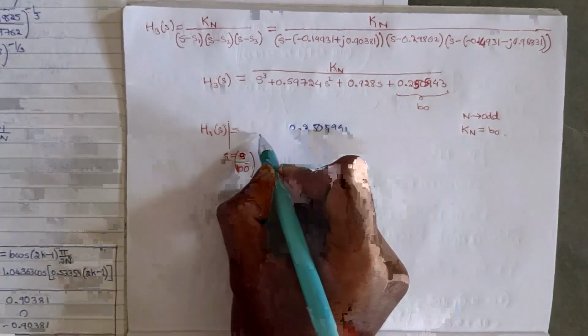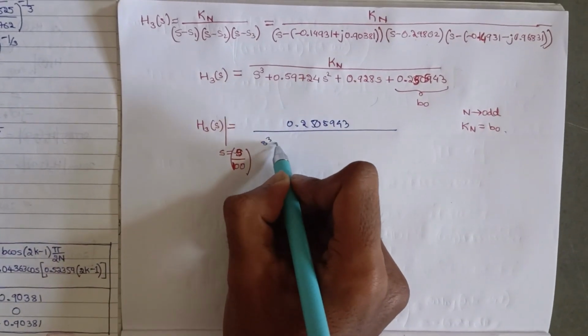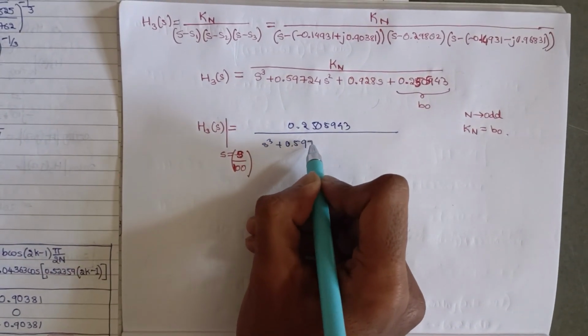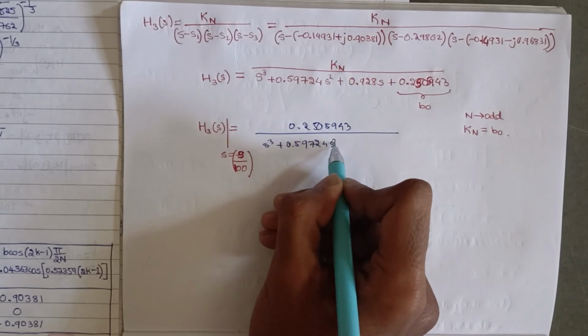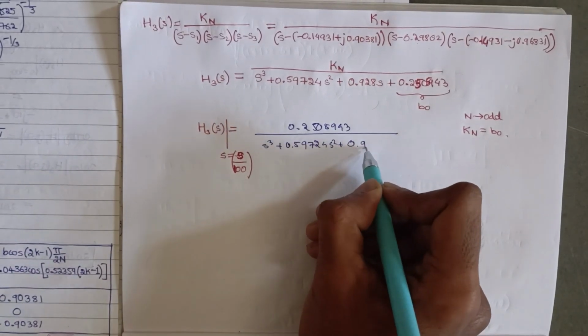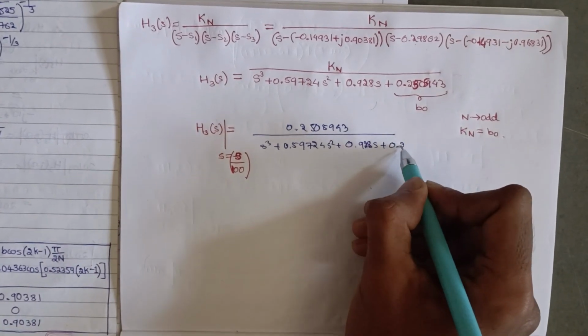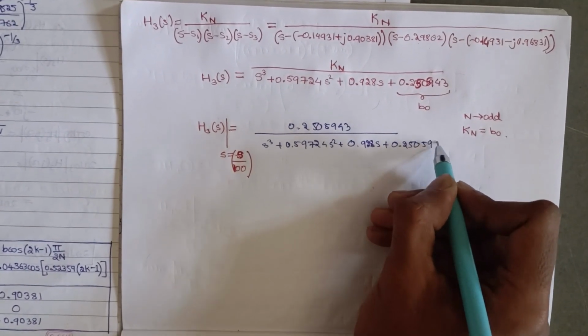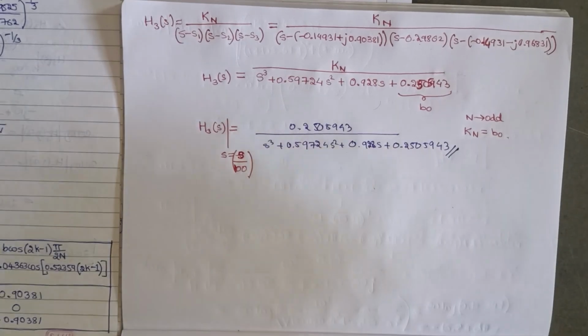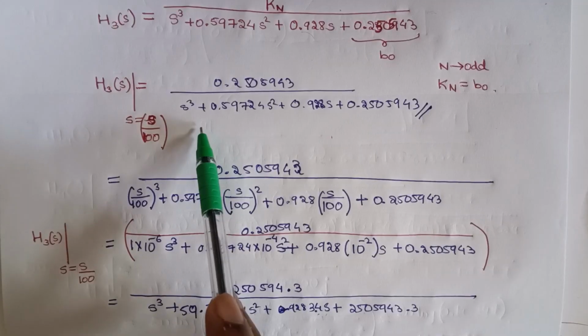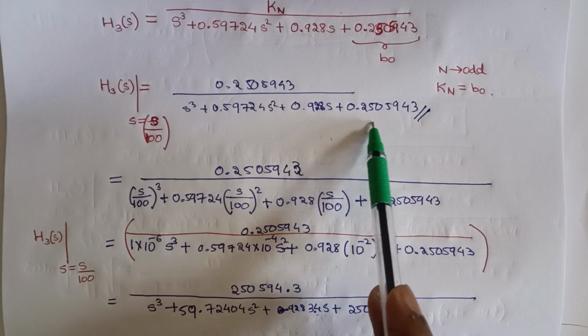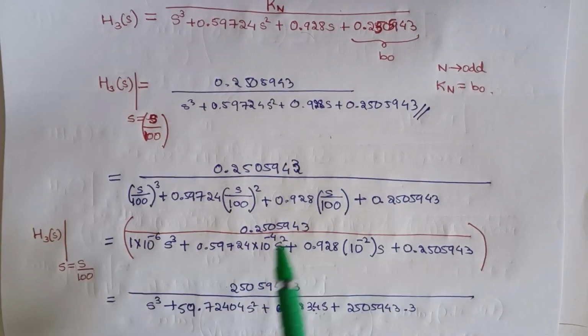0.250593 divided by S cube plus 0.59724 S square plus 0.928 S plus 0.2505943. This is the transfer function obtained for the normalized filter.